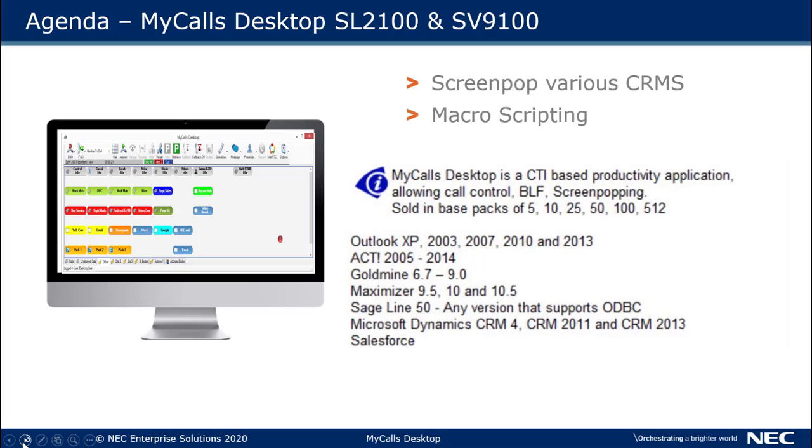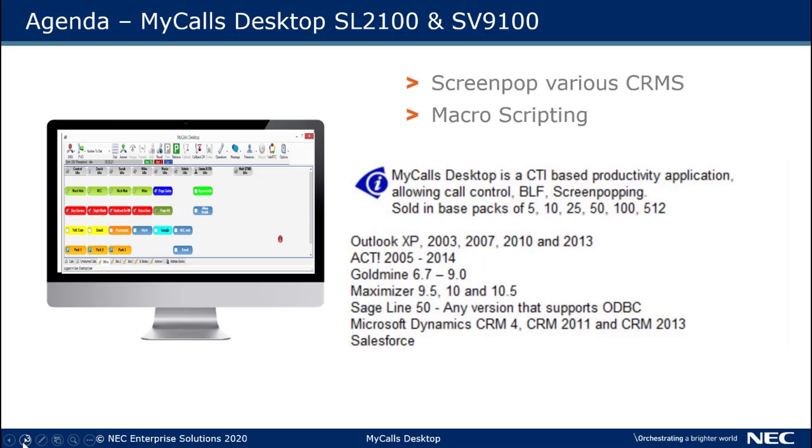But if the screen popping was to stop, don't panic, because we have what we call a macro scripting license. So some of the script can actually be written that sits in between the telephone system and the CRM and acts like a translation piece. Okay, so if you have any of those CRMs listed on the right hand side and the version numbers are beyond what's stated, you're going to need a macro scripting license.